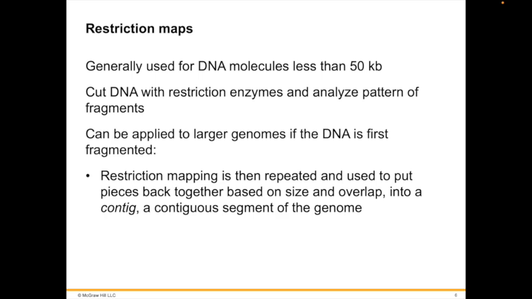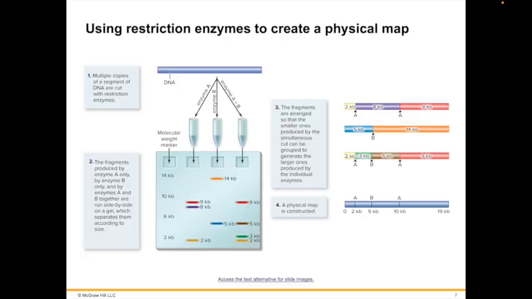Restriction mapping is then repeated and used to put pieces back together based on size and overlap into a contig, a contiguous segment of the genome. This is showing you how restriction enzymes can be used to create a physical map.